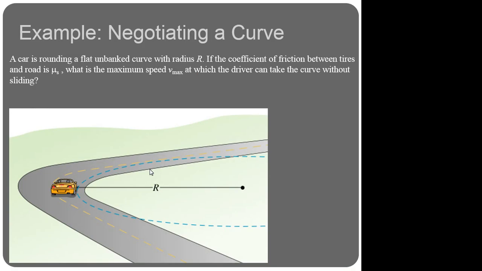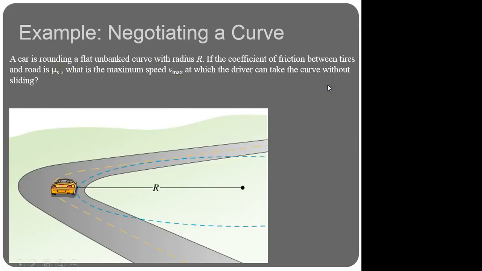Yeah, moving on. Negotiating a curve. At what speed can the driver take the curve without sliding? Right. So you have a coefficient of static friction, mu s. What can a driver do without sliding?